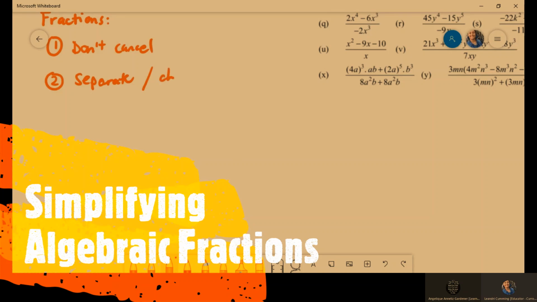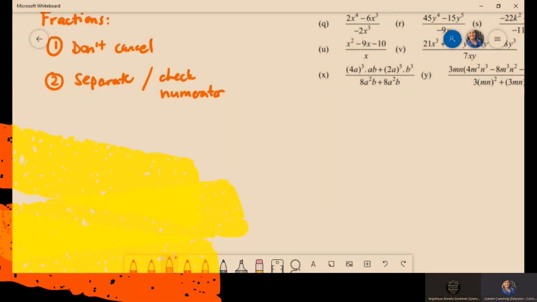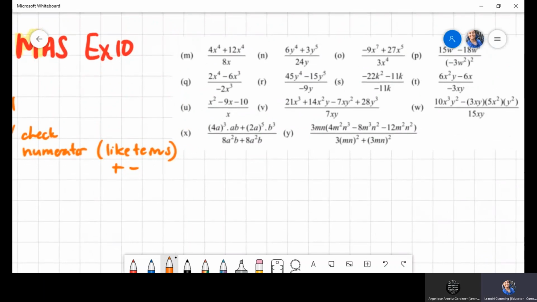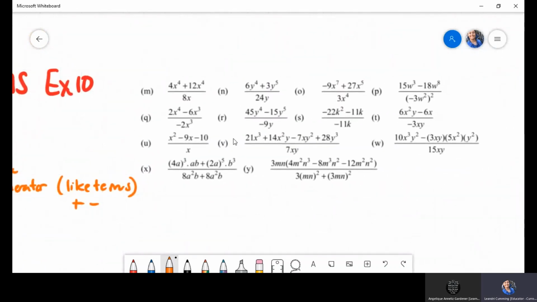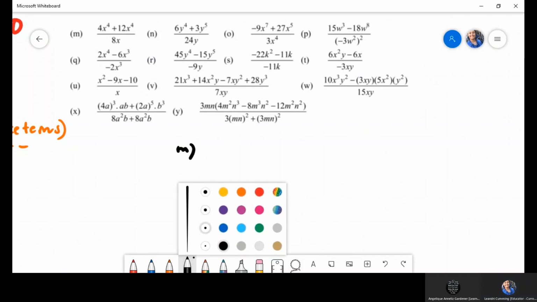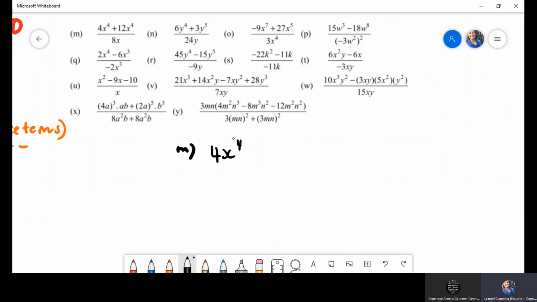So first, let's just check the numerator. Like terms, we may add or subtract, but unlike terms will remain. So let's look at, for example, number M. We have 4x to the power of 4 plus 12x to the power of 4 divided by 8x. So let's do the check.